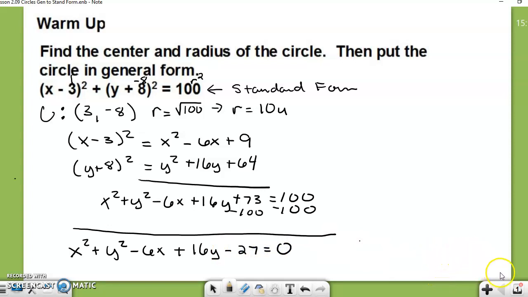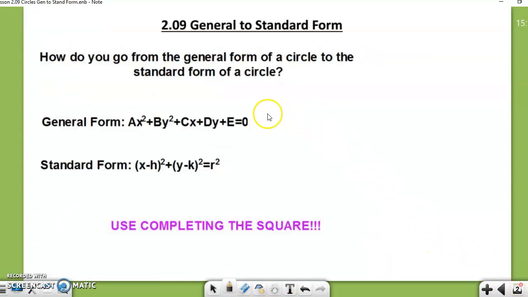Okay, so now we're going to work on, in this lesson, taking it from this general form and putting it back into standard form. This is our general form. Notice we're equal to 0, and we're going to get to our standard form. To go from standard to general, we just follow the algebra. To go from general back to standard, we are going to use completing the square.